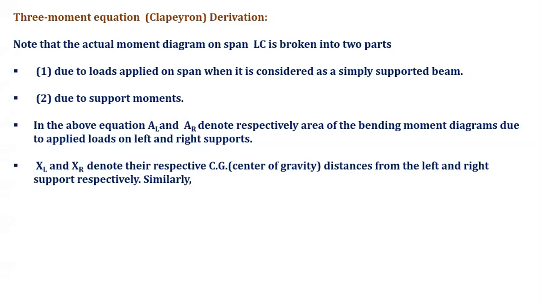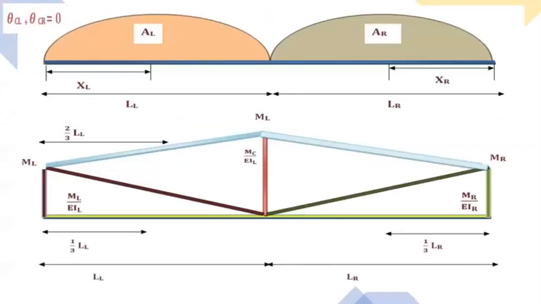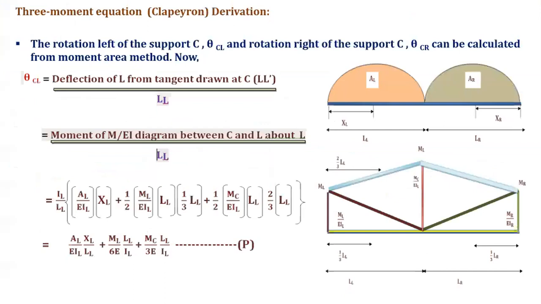Moreover, in so many years they will ask for the derivation: derive Clapeyron's theorem. Next, theta CL plus theta CR. All of you write: the rotation of the left support C, theta CL, and the rotation of the support C, theta CR, can be calculated from the moment area method.